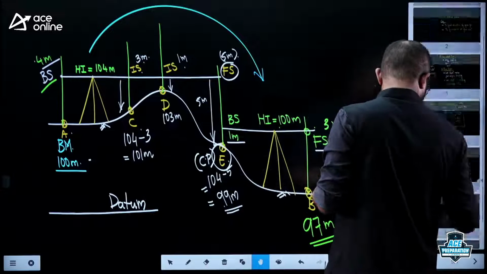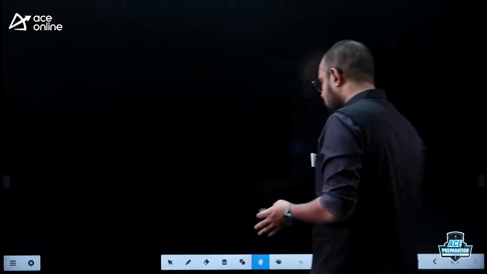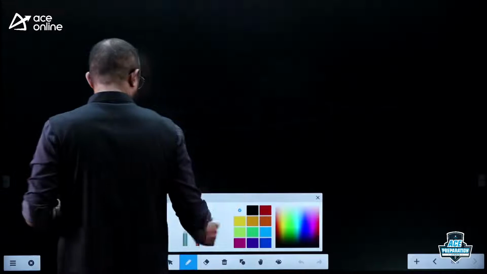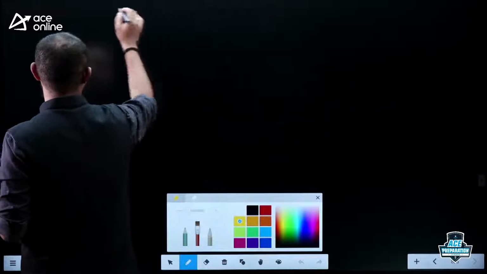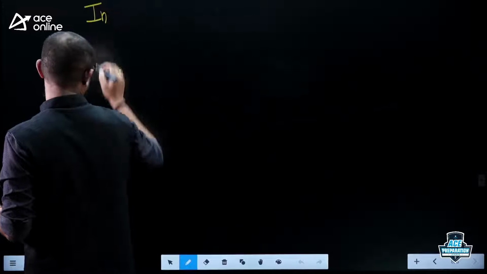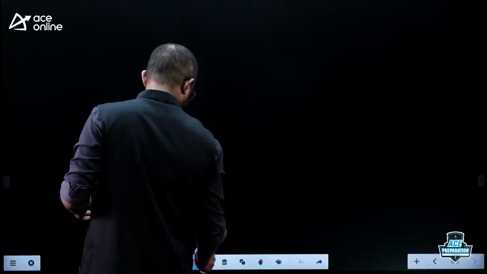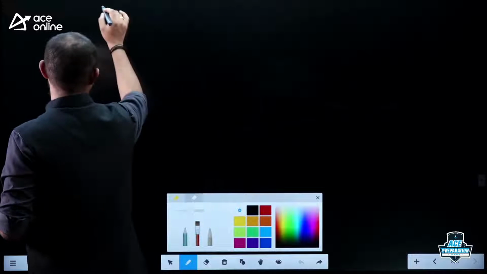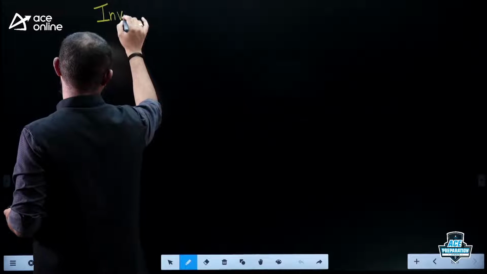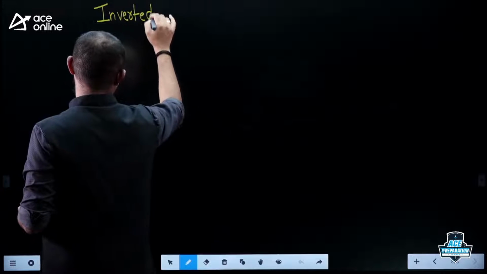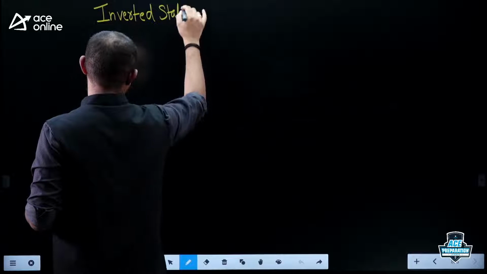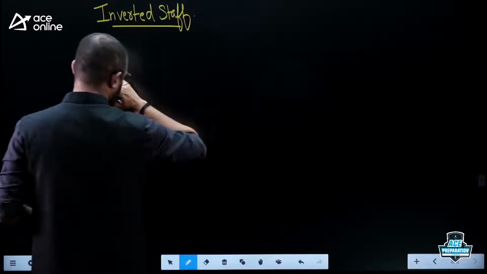This is an area from which GATE has asked multiple number of times, and almost all PSC examinations also extensively ask from this area. We call this area inverted staff readings. So what do you mean by inverted staff reading?